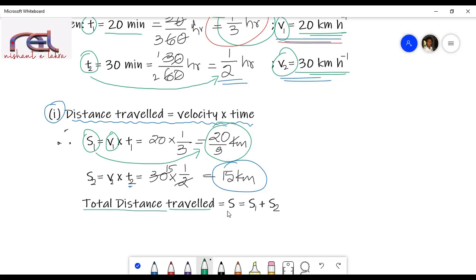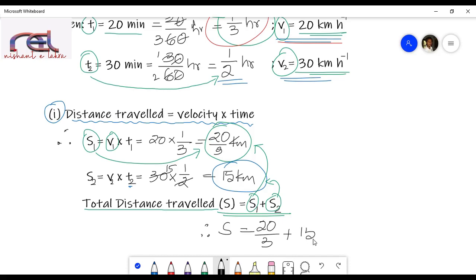So the total distance traveled will be S1 plus S2. We just replace the values, add them, and then we will get the total distance. S1 is 20 by 3 kilometer plus S2 is 15 kilometer. We'll use the LCM method to solve this. I'm sure that all of you know how to do it, but when we simplify it further, we will get 65 by 3.